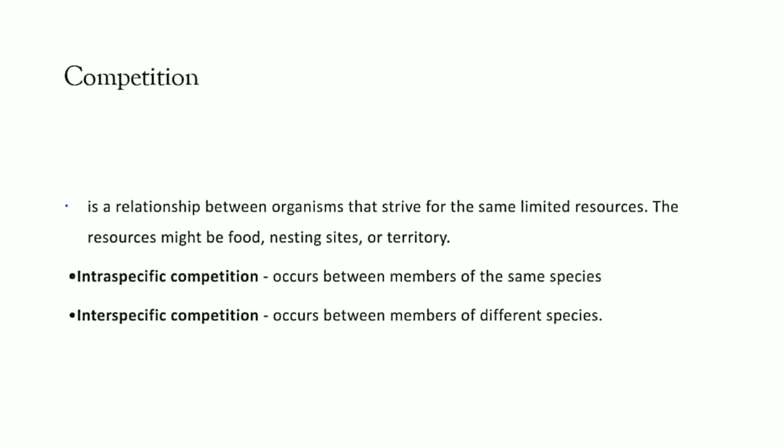Interspecific competition occurs between members of different species. For example, two predator species might compete for the same prey. Interspecific competition takes place in communities of interacting species. It is the type of competition referred to in the rest of this section.